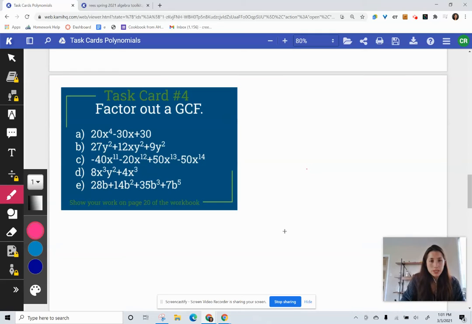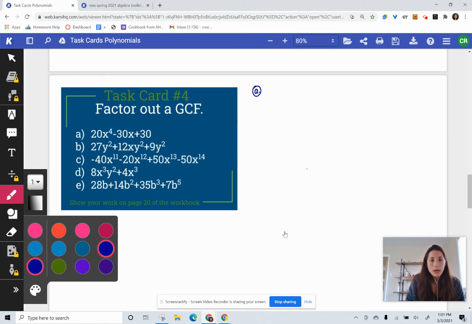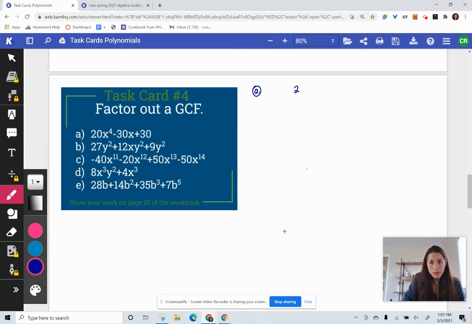All right, we're going to go over task card number 4. We're factoring out a greatest common factor. We're on question A. So I do know the greatest common factor between 20, 30, and 30. But if you did not, I wanted to show you again that strategy that you can use.